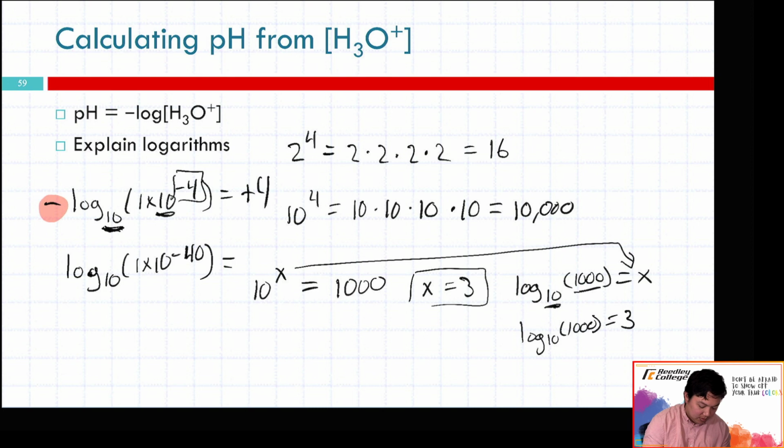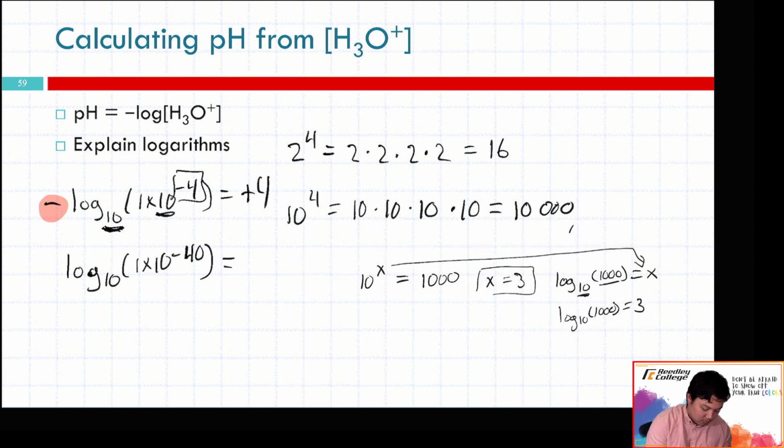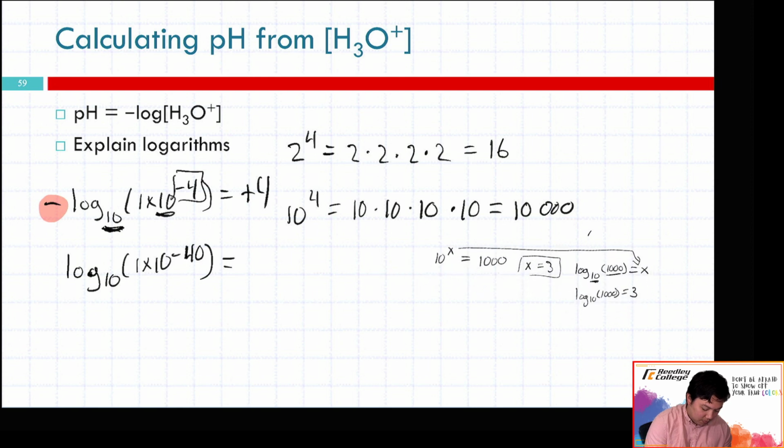If we have 1 times 10 to the negative 40, what would the answer of this be? It would be negative 40. And so because we want to work with positive numbers, that's why we use the negative log here. So that's for pH. The same goes for pOH though.